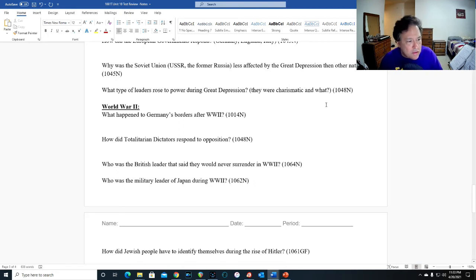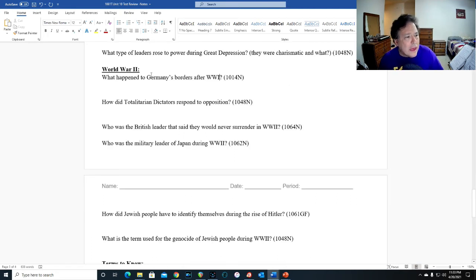And so that brings us to World War II. What happened to Germany's borders after World War I? Germany had to give Alsace-Lorraine back to France, which they had taken from France back in 1871 in the Franco-Prussian War. Also, they had to give up a lot of territory to the newly reformed country of Poland, and they had to demilitarize the Rhine Valley in the west between France and Germany. They weren't allowed to have any troops there at all because France felt like it threatened them.